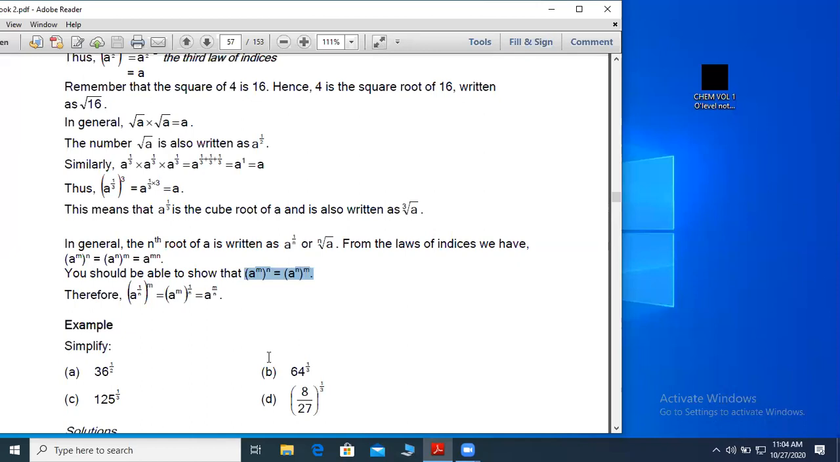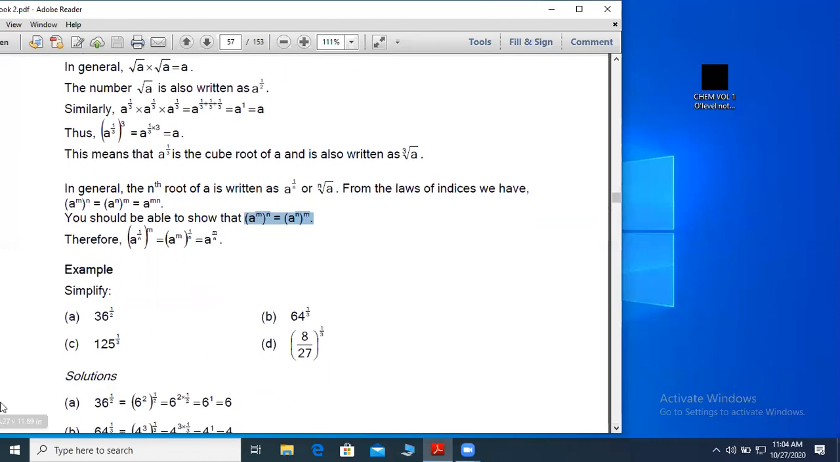So when we have two powers, a half and 2, we multiply the two powers, like I've been telling you. So 36 to power a half is the same as 6 squared to power a half. So you multiply the two powers. 6 to power 2 times a half, and the answer is 6.